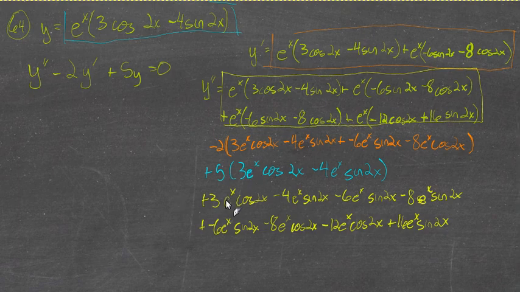So let's see if we can just kind of look at this, see what's going to happen, and cancel some things out possibly. Just a hunch here. Let's see, we have e to the x sine 2x minus 8 e to the x sine 2x minus 6 e to the x sine 2x minus 4 e to the x sine 2x. Let's see.